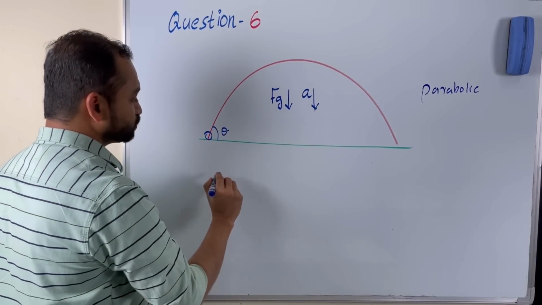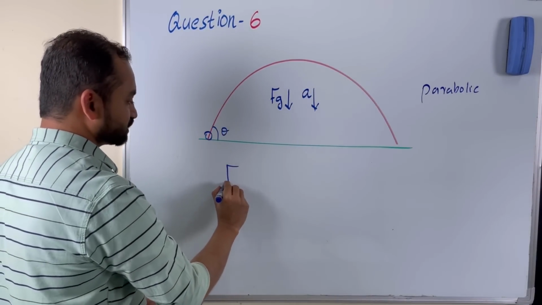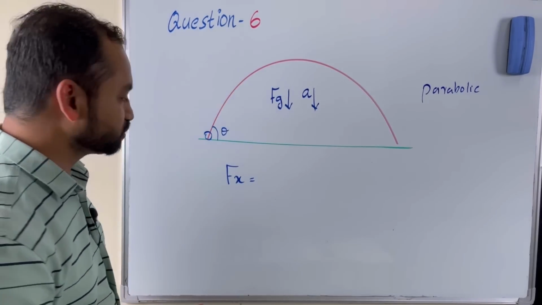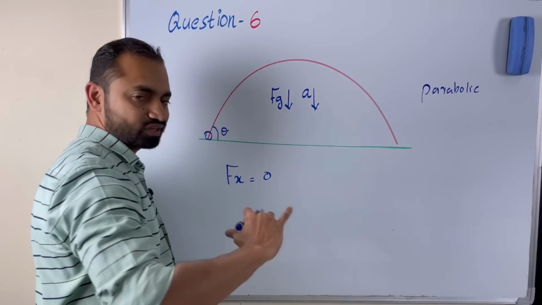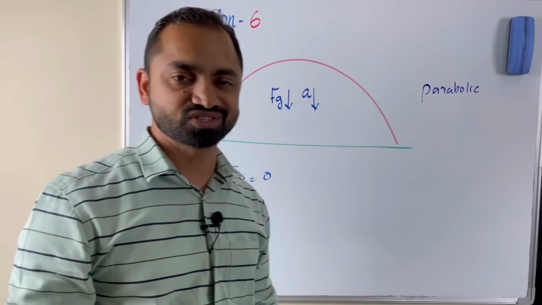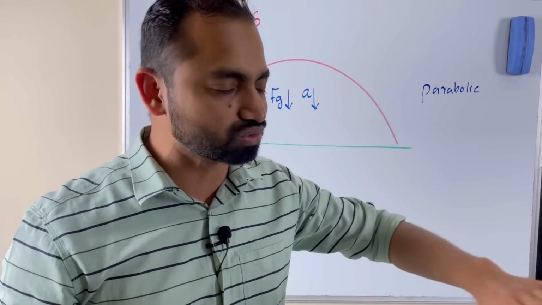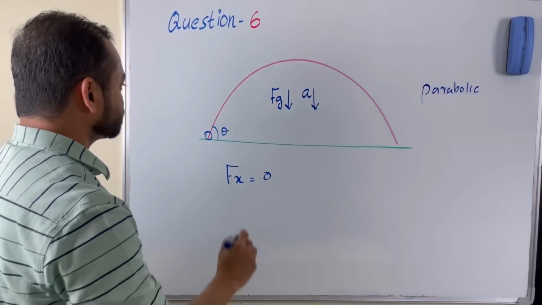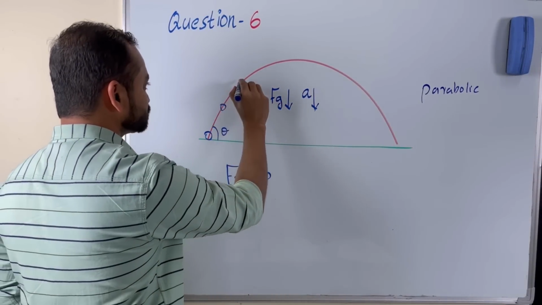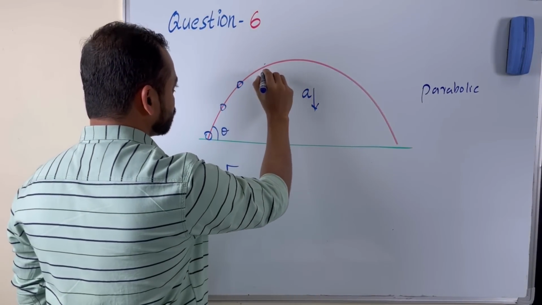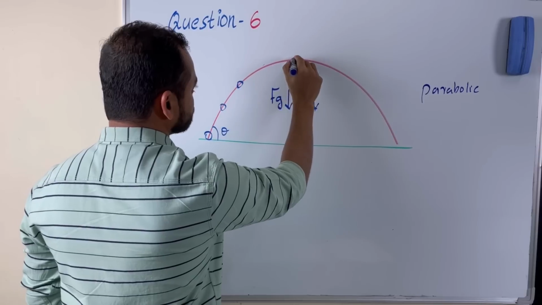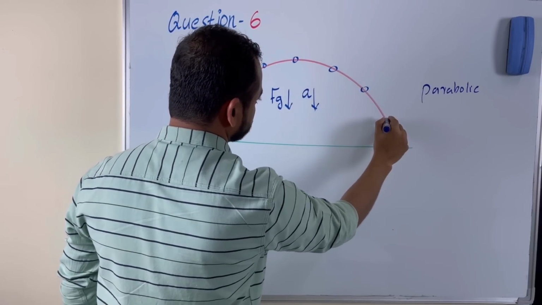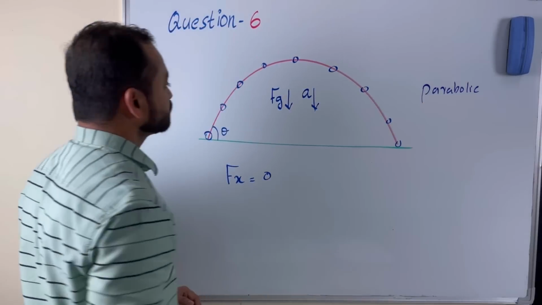So here there is no horizontal force. In horizontal direction, if I represent like this Fx, the force along the horizontal direction, that is 0. Ignore the air resistance. If you ignore the air resistance, there is no force in the horizontal direction. There is no force in the x direction. So what happens is the horizontal component of the velocity will be constant. So I will just draw some positions of this ball, like this.